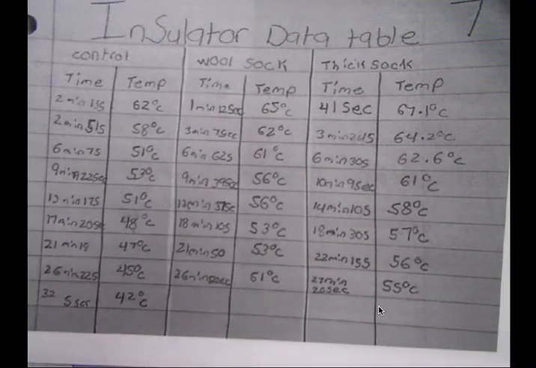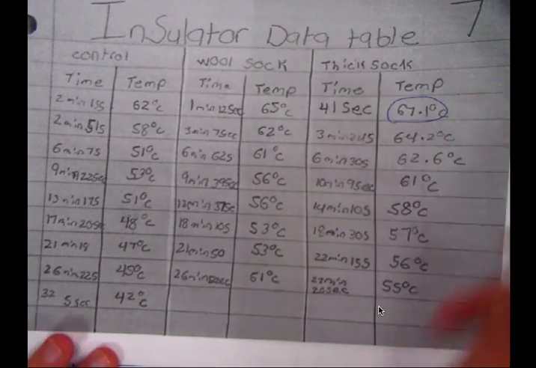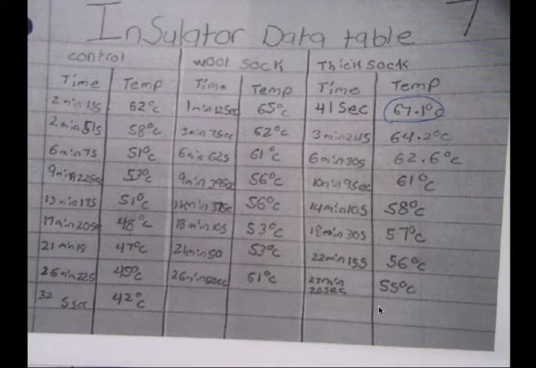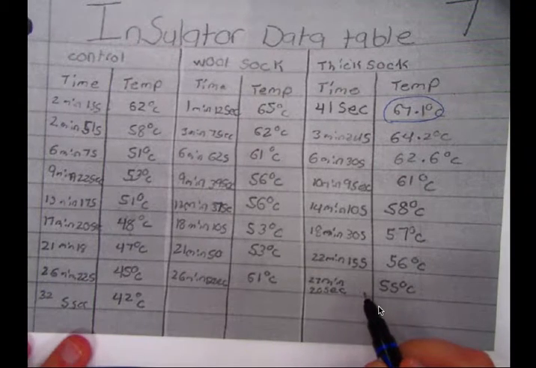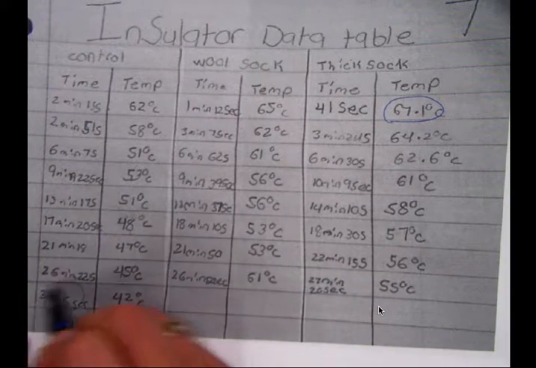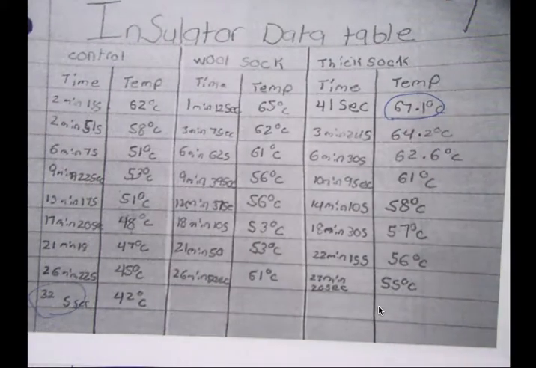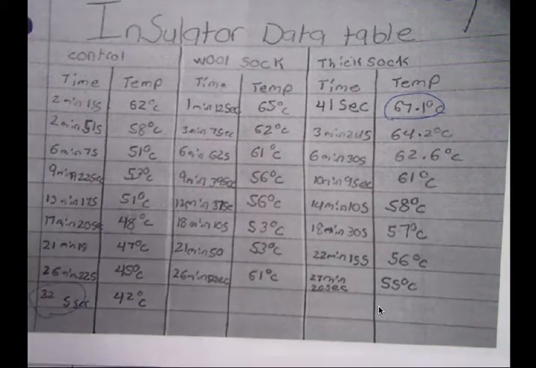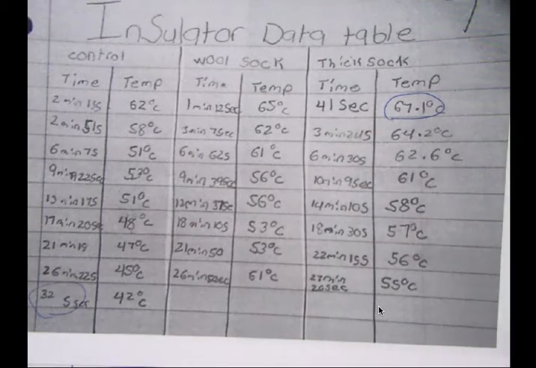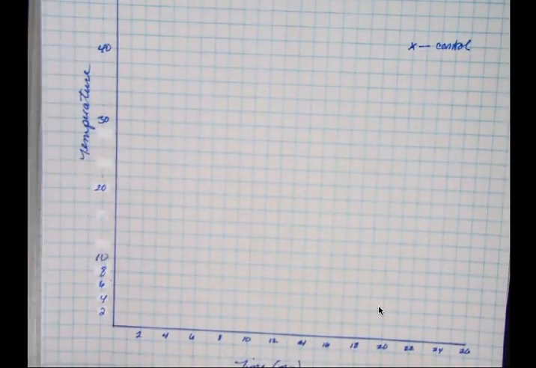So my highest temperature here is 67, and my highest time is 32. So I have to make sure that my graph, my scales, go up to 67 and over to 32. So I've got my scale started here. I've got my graph started.